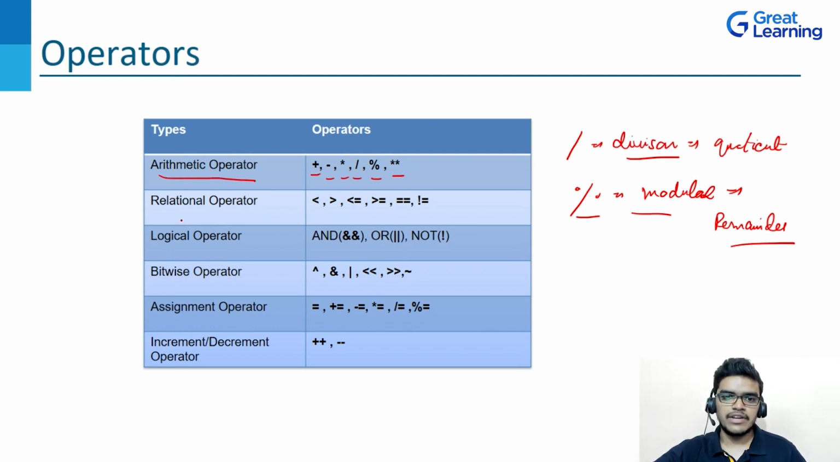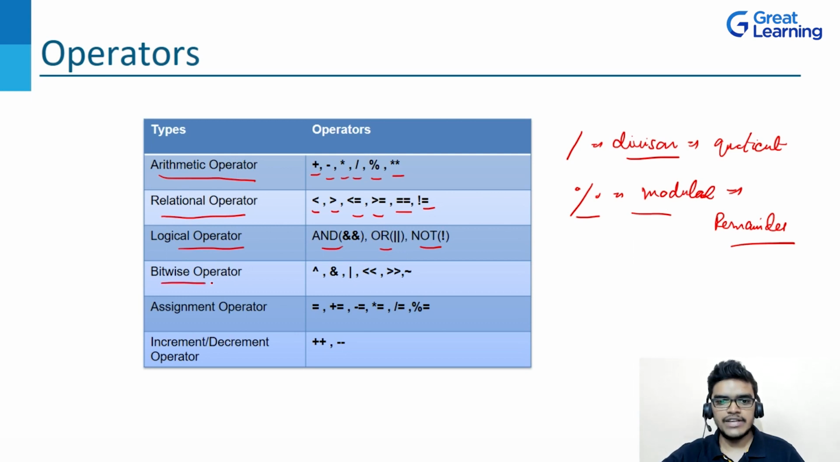Now next we are having relation operator, right? So this is a less than, this is greater than, less than equal to operator, greater than equal to operator. This means equal to, and this means not equal to, right? Next we are having logical operators. So in logical operators we are having and, or, and not. So this is a representation, right?